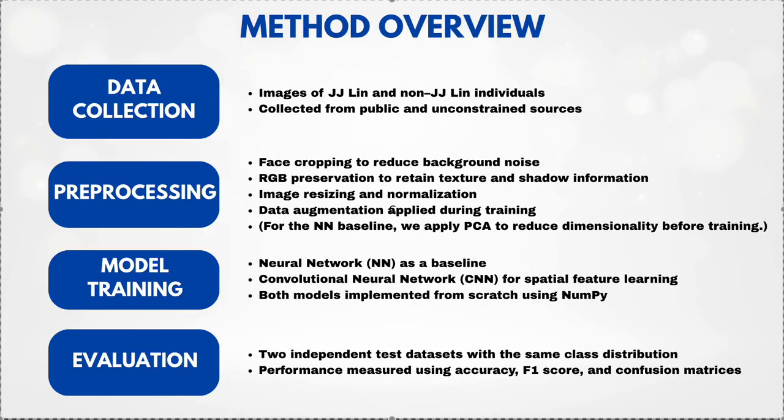Here is our method overview. First, we collected images of JJ Lin and non-JJ Lin individuals from various public sources. Next, we pre-processed the images: cropping faces, resizing, normalizing, applying augmentation, and, for the NN baseline, using PCA for dimensionality reduction. We then trained two models from scratch, a neural network and a convolutional neural network. Finally, we evaluate both models on two independent datasets using accuracy, F1 scores, and confusion matrices.